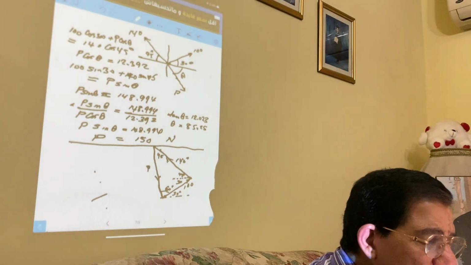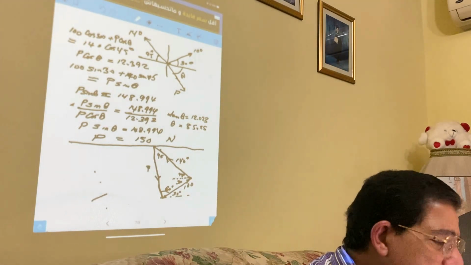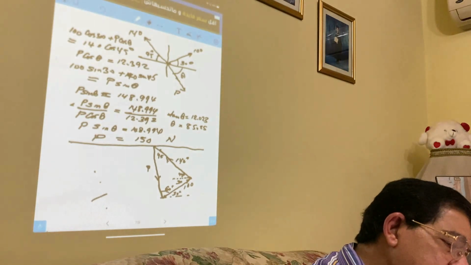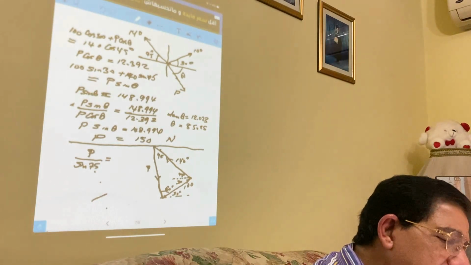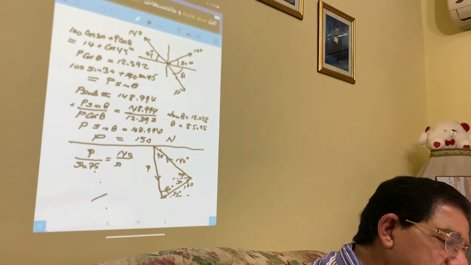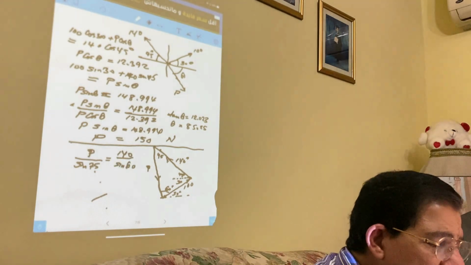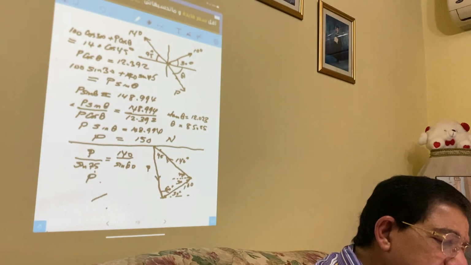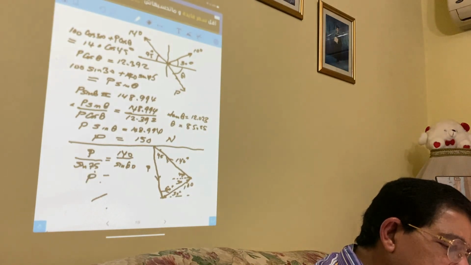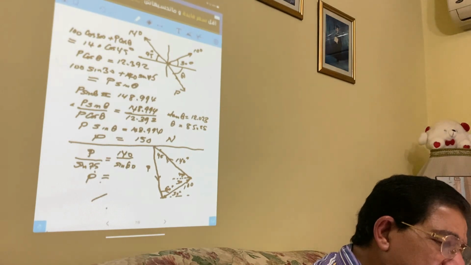So what are we going to do? We are going to use the sine rule. So I'm going to say P divided by sine 75 equal 140 divided by sine 60. And from this we can get the value of the force P.